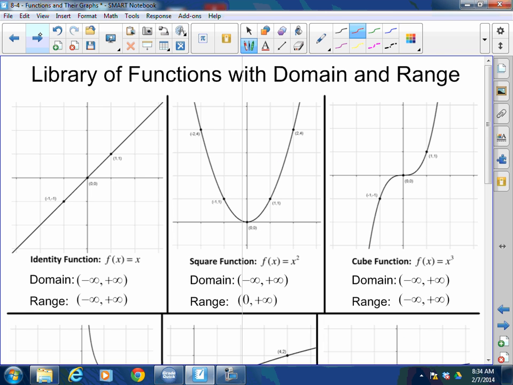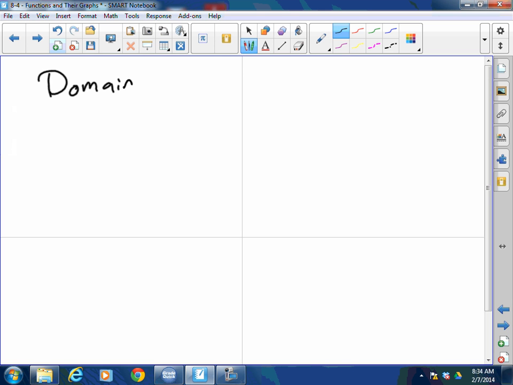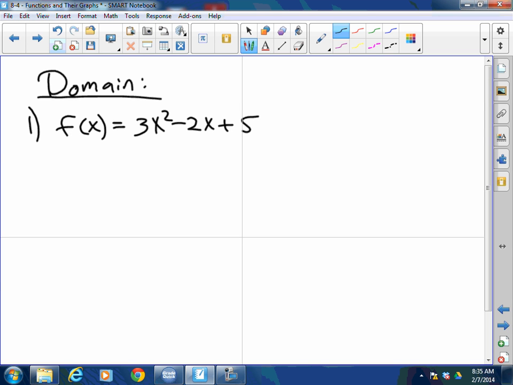Okay, now, before we do this, let me do one little brief synopsis. I want you to find the domain of each of these. If I tell you f of x equals 3x squared minus 2x plus 5, what's my domain? Immediately, you should be able to tell me all real numbers.